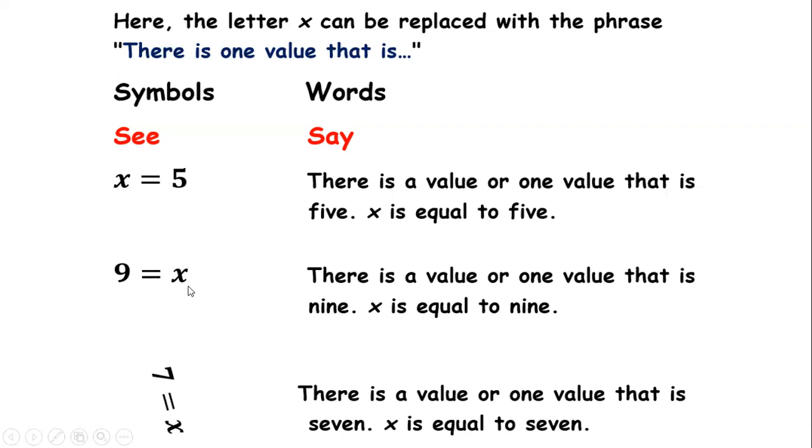Feel comfortable, get accustomed to reading mathematics sentences from right to left. The reason why we're prone to start from left to right is that's how we read in English. We are trained to read from left to right, and we try to apply it to mathematics. There are certain countries that read from right to left, the Arabic countries. But in mathematics, you can read from right to left. So always start with the X. And not only right to left, you can read diagonally. Start with the X. There is a value, or one value, that is 7. X is equal to 7.